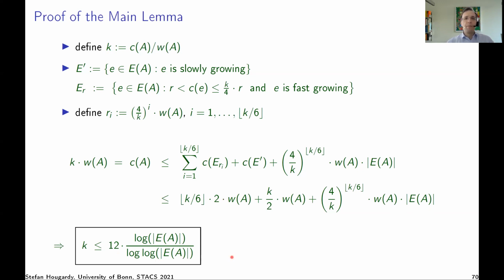So this proves the main lemma, and so the main lemma then implies that our set S1 prime is bounded by this log n over log log n factor times the length of an optimum tour. And so this then essentially yields our approximation ratio for the 2-opt heuristic for the Euclidean traveling salesman problem.